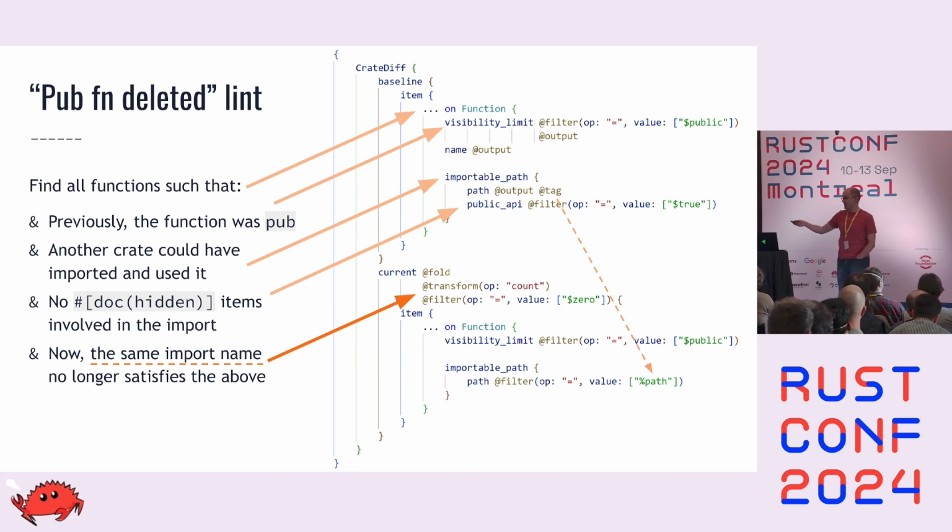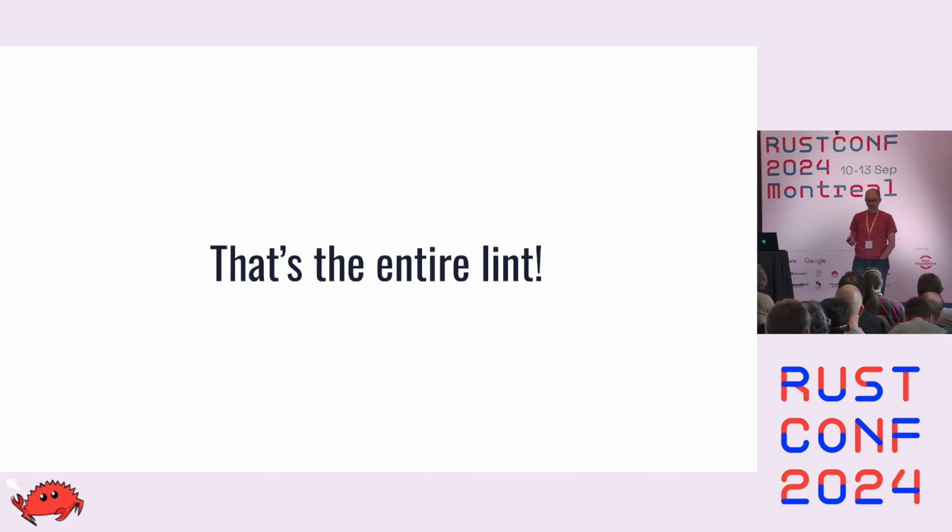So we say aggregate the number of matching functions in the current version of the crate and count how many of those exist, and then filter equals to 0, right? So the corresponding function does not exist in the new crate. That's it. That's the whole lint.